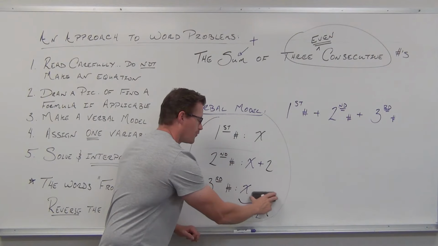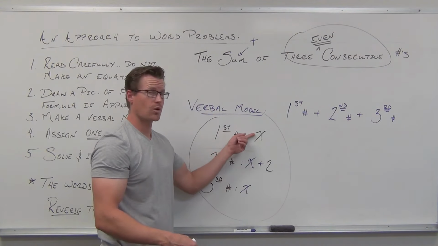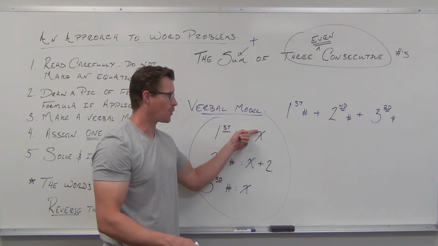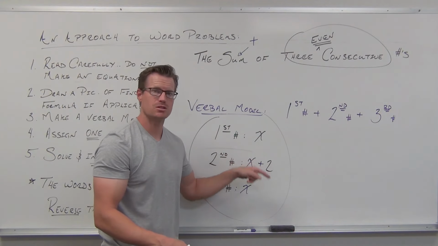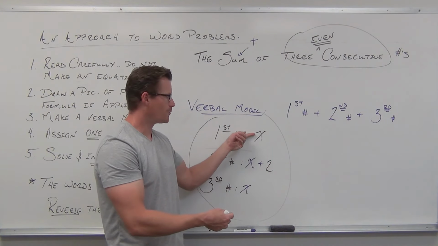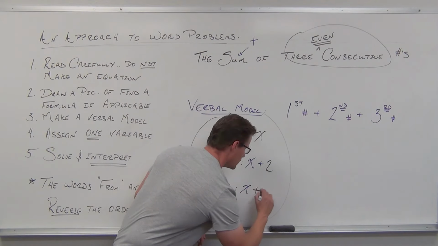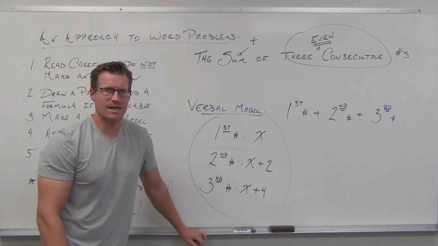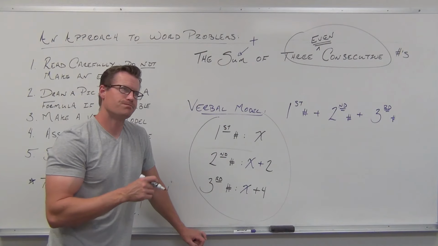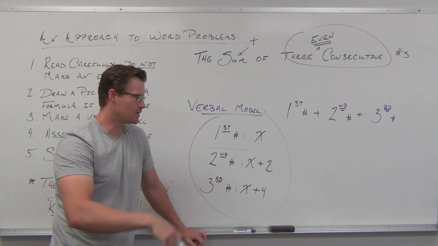I want to go from 4 to 6 to 8. 4 plus 2 gives me 6. 4 plus 2 plus 2. We're skipping 1. We're literally skipping 1. So 4 plus 2 gives me 6. 4 plus 2 plus 2, or 4 plus 4 would give me 8. That's how we go for three consecutive even integers.